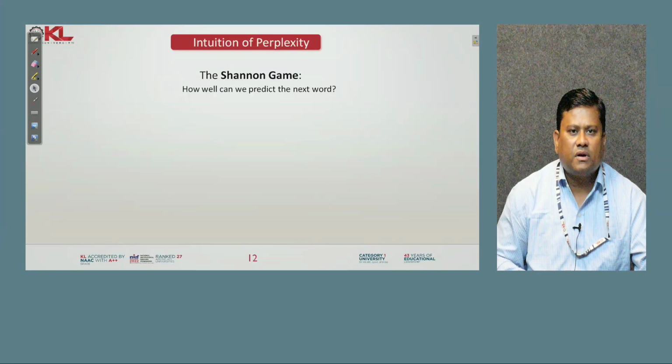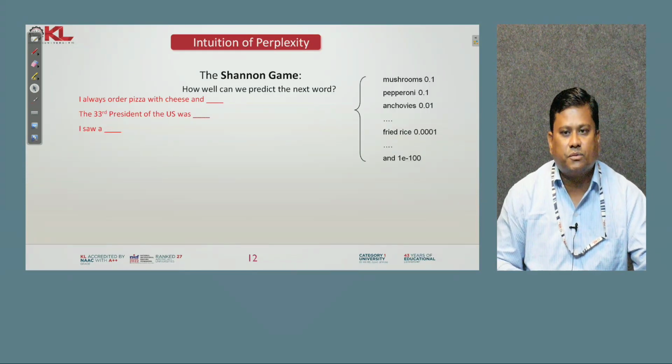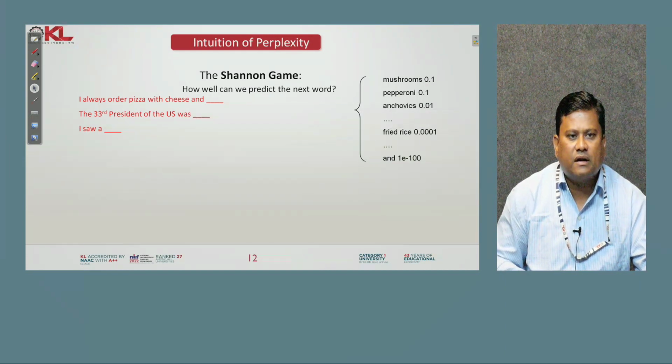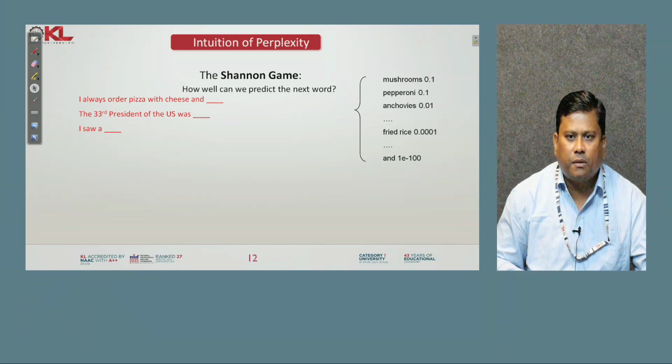So what is the intuition of perplexity? In the Shannon game, we will know how well we can predict the next word. So, for example: I always order pizza with Chinese, and these are the options: mushroom 0.1, pepperoni 0.1, anchovies 0.1, fried rice 0.001, and 1e-100.